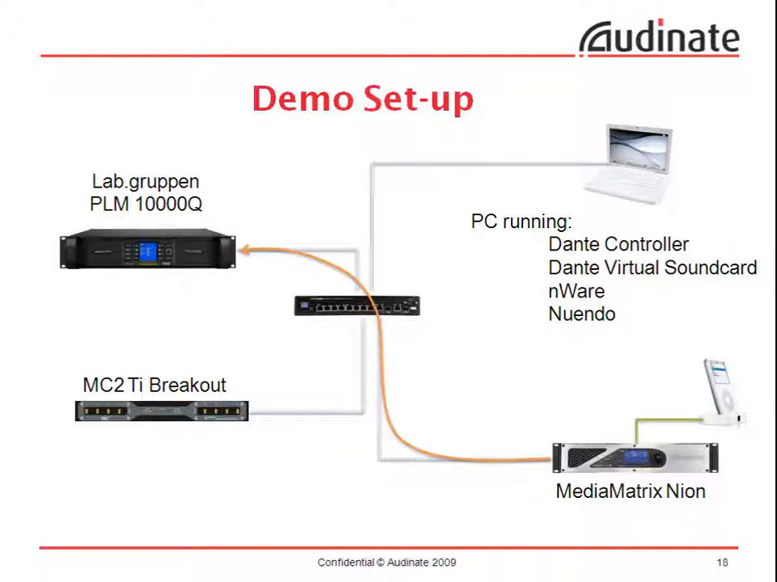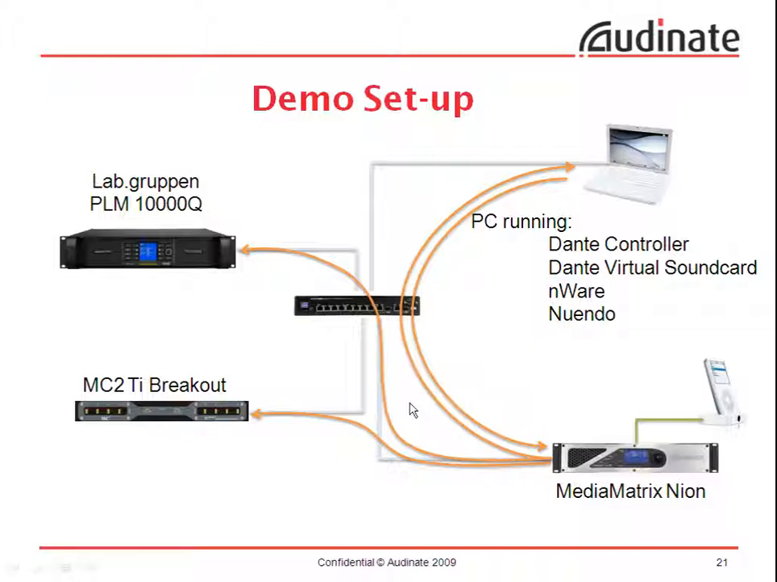So the first thing that we're going to do is route some audio, very simply, from the Media Matrix Neon into the PLM to demonstrate how easy it is to achieve this. We'll follow that up and route the same channels into the MC squared breakout box. Then thirdly, I'll send some audio into the PC, and we'll bring that into Nuendo and demonstrate how easy it is to record, to mix, to do the usual things that you do with an ASIO-enabled software application on a PC. And then bring that audio back out onto the network and into the Media Matrix Neon.